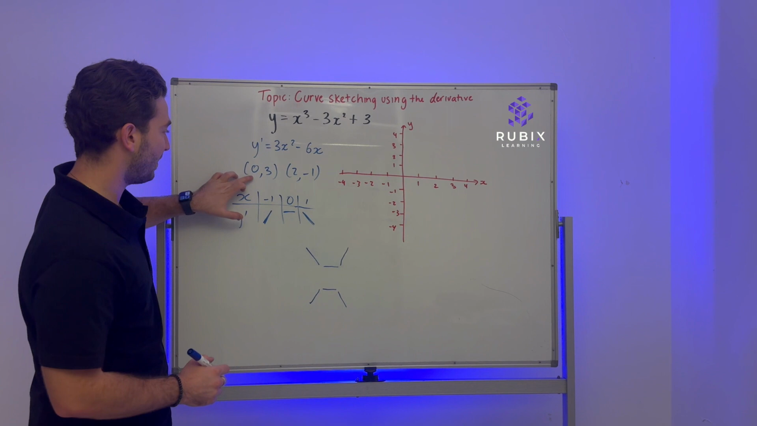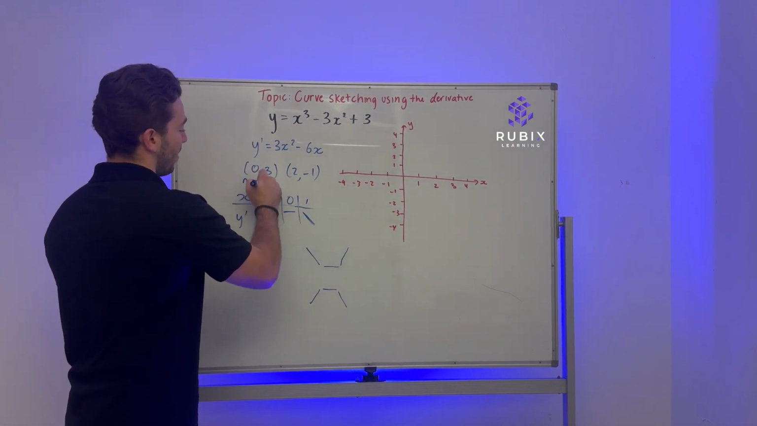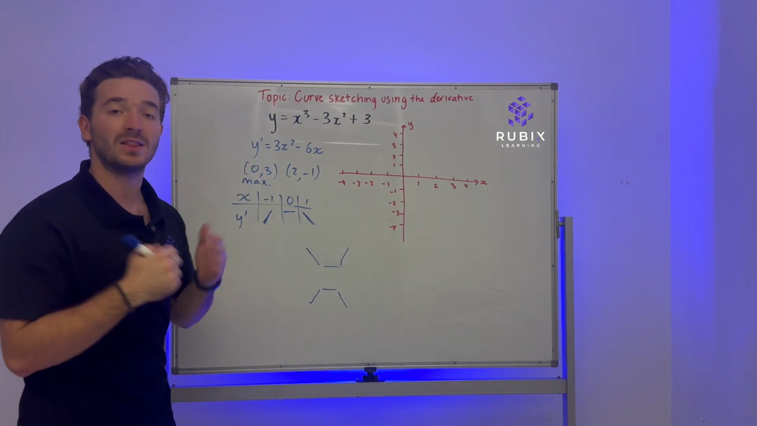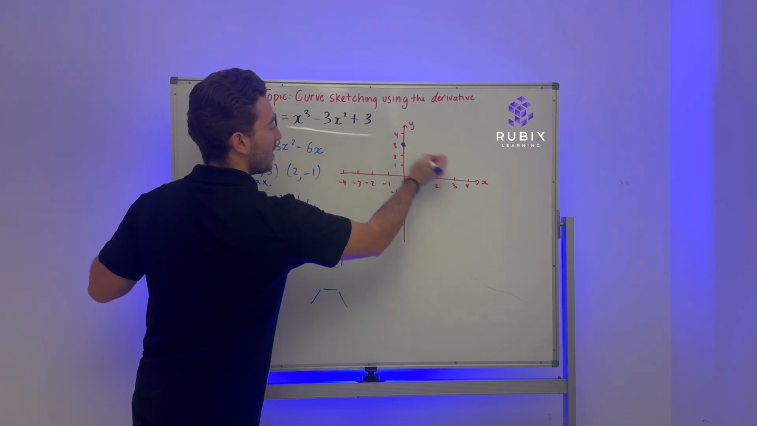So I can see, at this point here, I get what looks like a maximum. So this is a maximum turning point at the point (0, 3). So I can put that here on my graph, and I know it's going to be a maximum.